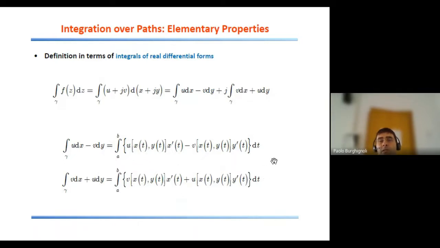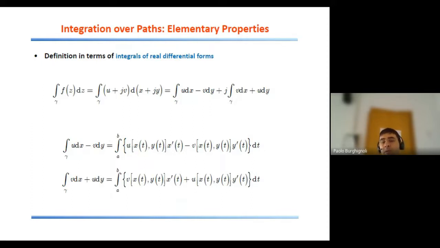Here at the bottom of this slide, I recall to you the definition of the integral of a real differential form in terms of a given parametric representation. What you need to do is to evaluate the functions u and v through the parametric representation of the arc. So in place of x and y, you place their dependence on the parameter t. And in addition to that, in place of dx, you write x prime, the first derivative of x with respect to the parameter, times the differential dt, and so on. That's the usual way you would calculate an integral like that.